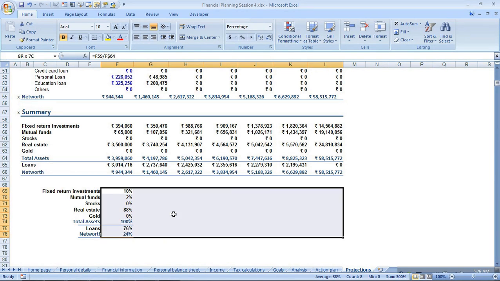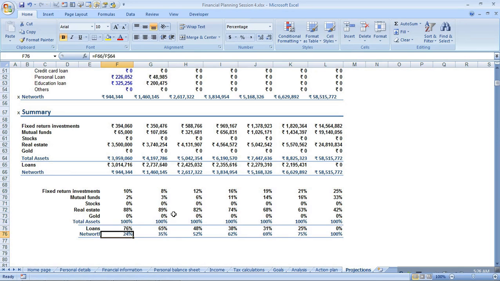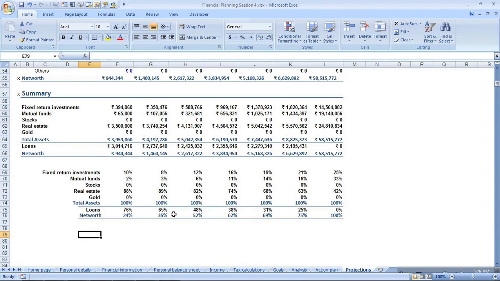So now we'll see how this varies over time. We see the fixed return investments are decreasing from 10% and fairly increasing to 25%, and mutual funds from 2% have been growing to 33%, and real estate has reduced in terms of the asset size. And in loans versus total asset, the loan portion is decreasing.